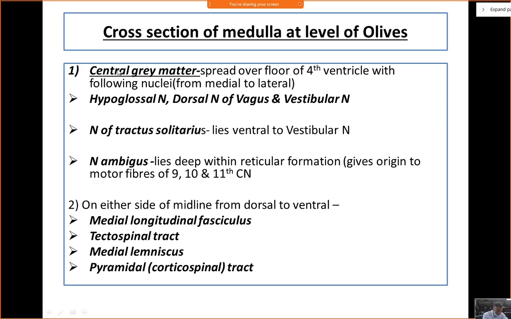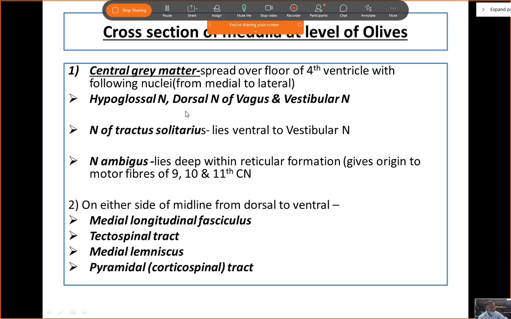So already we have discussed the anatomy and internal structures of the medulla by doing sections at different levels. First at the level of the pyramid, then at the level of the fasciculus gracilis and cuneatus, gracile tubercle and cuneate tubercle, and third one is the cross section of the medulla at the level of the olive, or you can say at the upper part of the medulla, or the open part of the medulla. So first thing is the central gray matter is there.